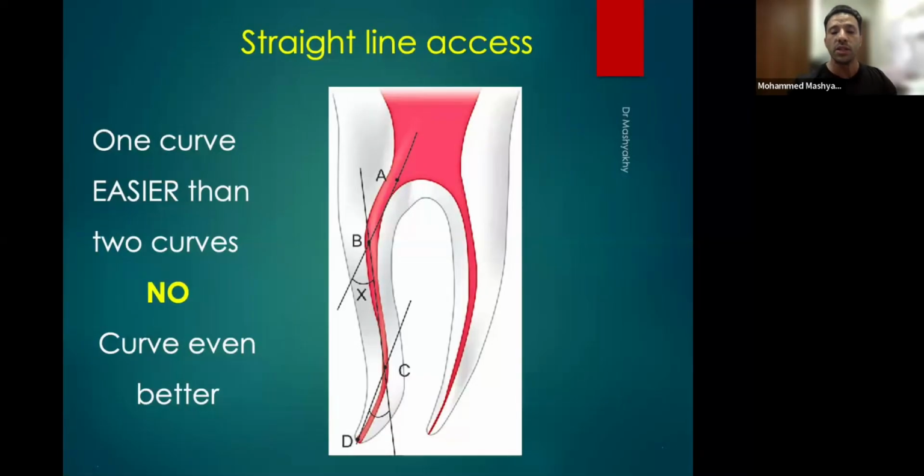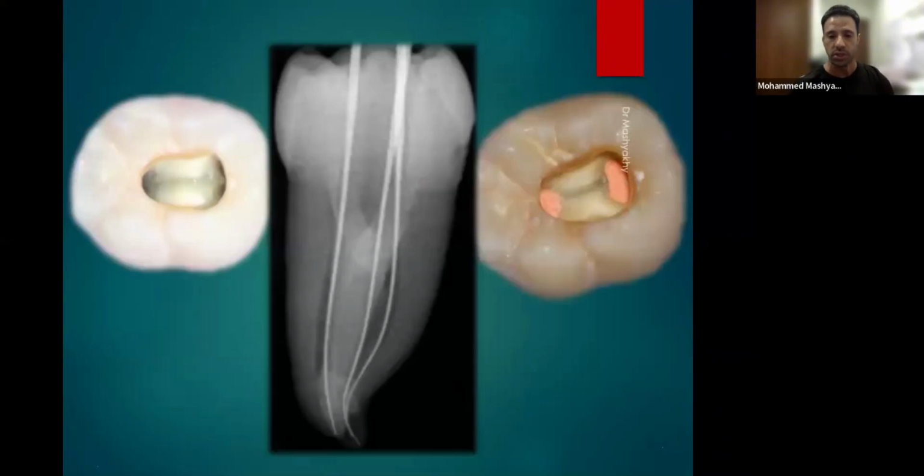And if there is no curve at all in the canal and you remove it from the beginning, your life will be much easier. And if there is a double curve like this here, and you get rid of the coronal one, your life becomes much easier down there. So put this in your mind. Coronal flare is very, very important.